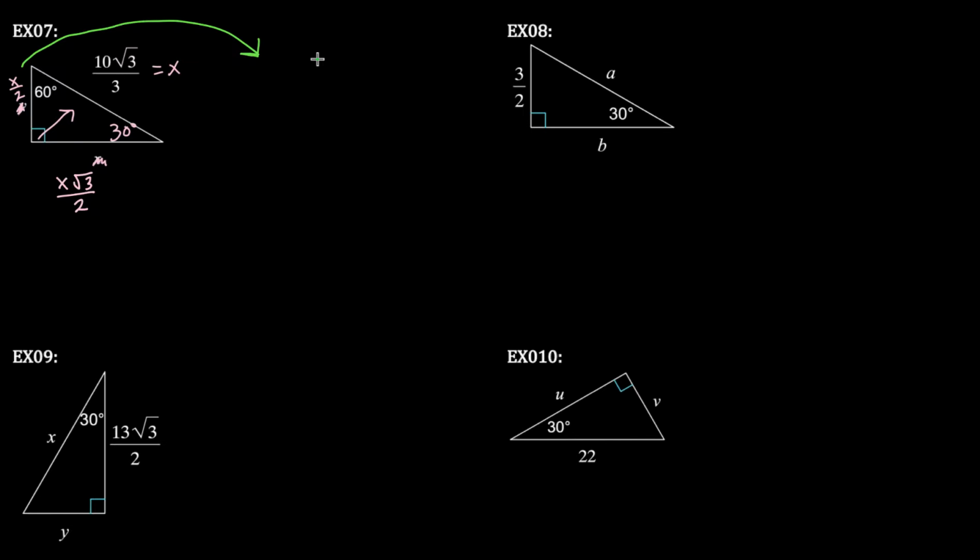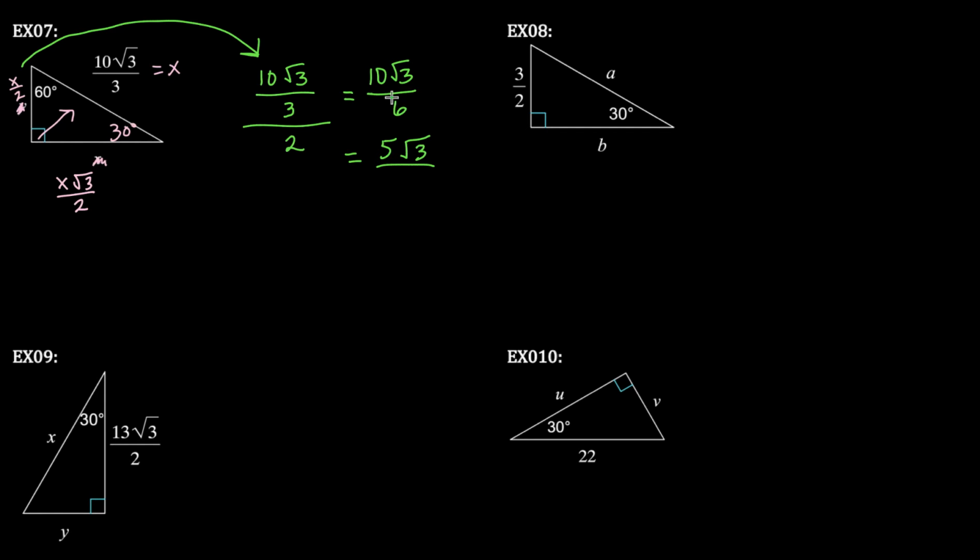So instead of x over 2, I'm going to put 10 square root of 3 over 3 over 2, which is just 10 square root of 3. If I divide by 3 and divide by 2, it's just divide by 6. Let's just reduce that. We can't really divide 10 divided by 6, but we can reduce it. Divide by 2 is 5. Divide by 2 is 3. So 5 square root of 3.